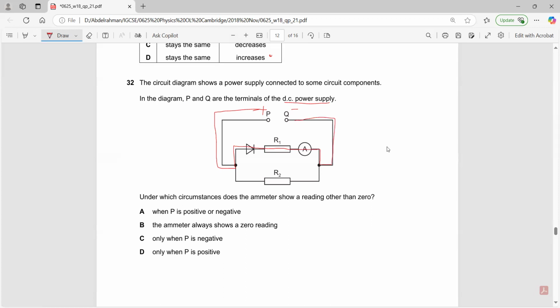And would the ammeter give a reading? Yes, it would. The only case in which the ammeter would give a reading is when P is positive and Q is negative. There is no other case. The ammeter could not give a reading if Q was positive, because the diode would not allow the current to pass in this branch.